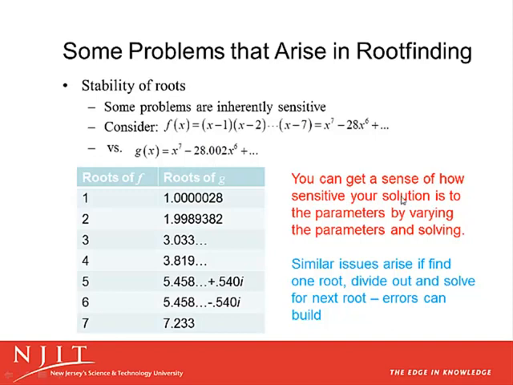You can get a sense of how sensitive your solution is to the parameters by varying the parameters a little bit and solving, and seeing, does your answer change a lot? And if it does, then you really have to worry about round off error, and whether there are other errors in your parameters that may lead to an erroneous answer. Similar issues arise if you find one root and it has a small error in it, and then you divide by that root in order to go and get the next root, and these errors can build up.